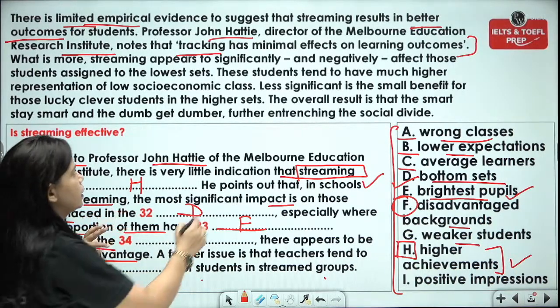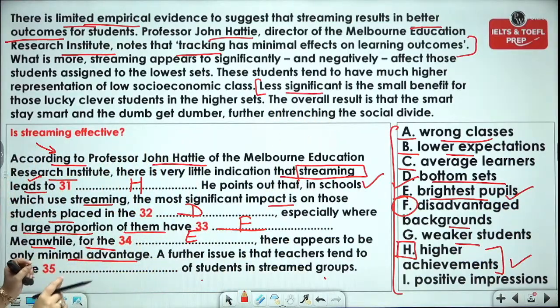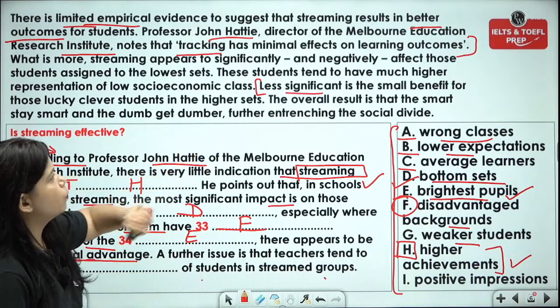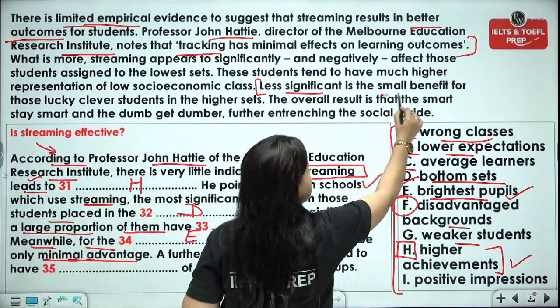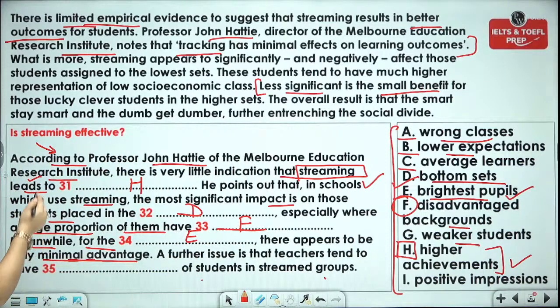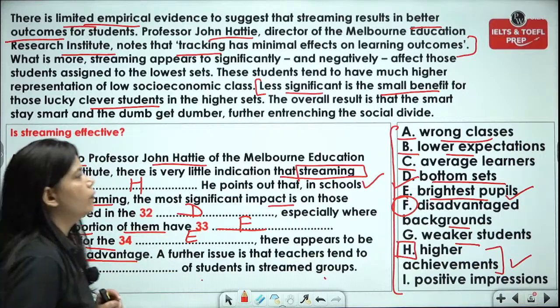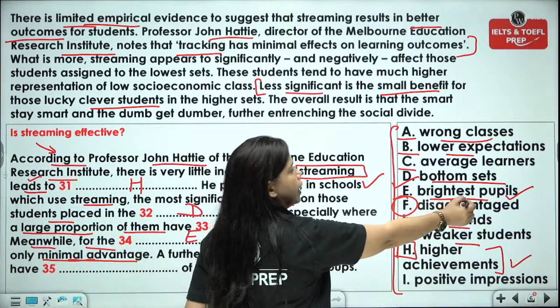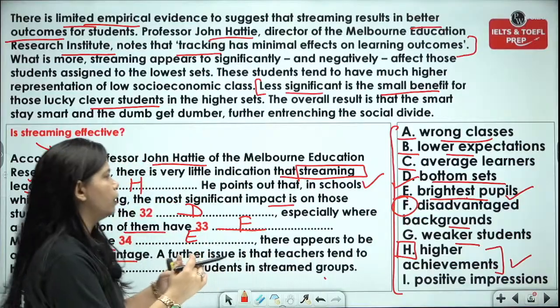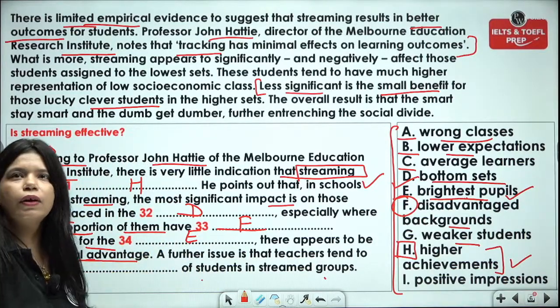From this sentence, they are saying less significant is the small benefit. Small benefit means here they are saying minimal advantage. For minimal advantage, here they have written small benefit. That's how the language will be changed. So less significant is the small benefit for whom? For these lucky, clever students in the higher sets. So clever students is equal to brightest pupils. इनके लिए कम advantage होगा streaming में, and that's how our answer is E. Well done, Adnan.